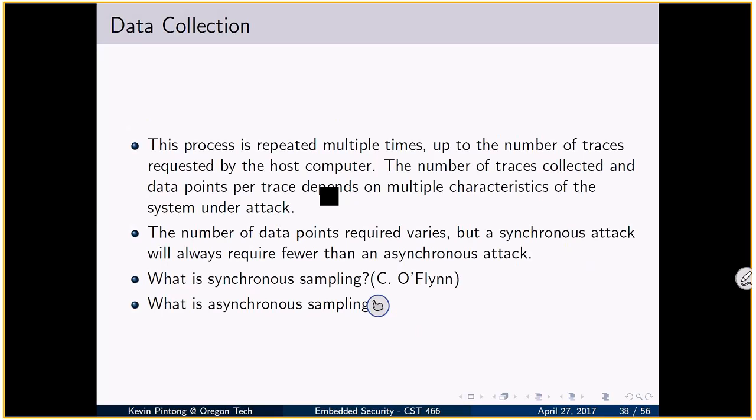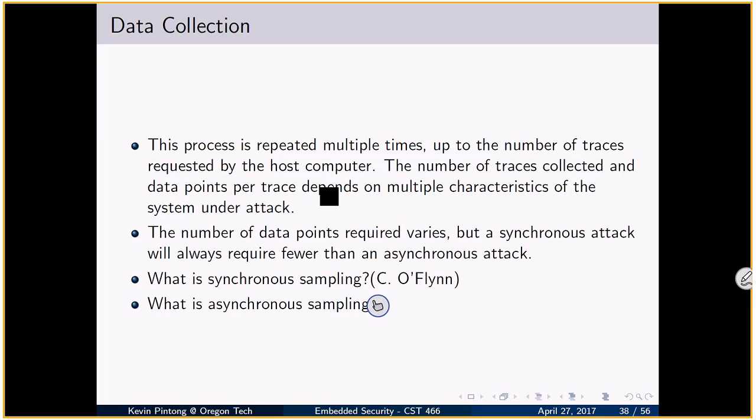The process is repeated multiple times, up to the capital D number of traces requested by the host computer. The number of traces collected and data points per trace depends on multiple characteristics of the system under attack, right? If you have a particularly noisy power supply, what you can do to overcome that signal is to just oversample, sample more. If you have a signal that has clock jitter in it, what you could do to a certain point is just oversample more, right? Just oversampling would increase the effectiveness of the attack, or increase the sample rate, right?